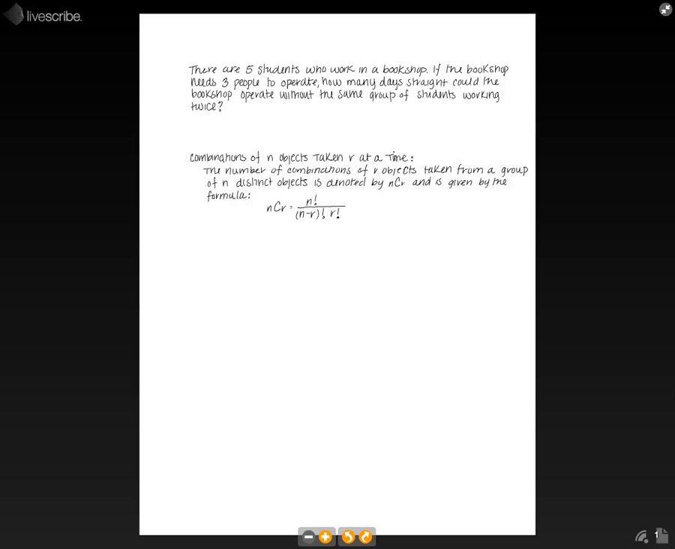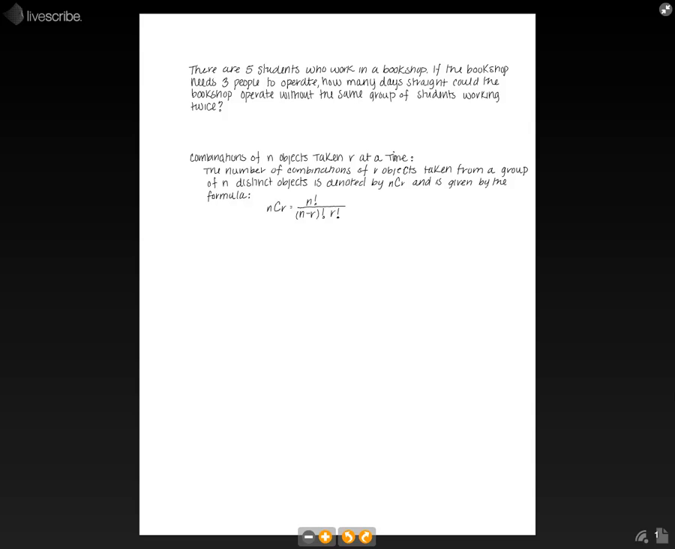Combinations of n objects taken r at a time. The principle says the number of combinations of r objects taken from a group of n distinct objects is denoted by nC sub r and is given by the formula nC sub r equals n factorial over n minus r factorial times r factorial. Alright, so we know we're dealing with combinations instead of permutations because order doesn't matter. We're just looking for the different combinations of students that we can have.